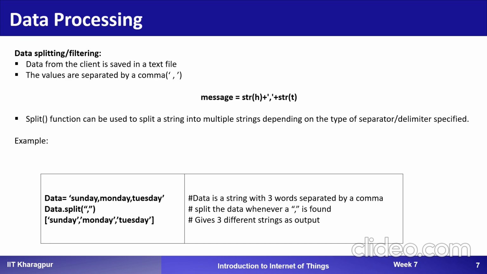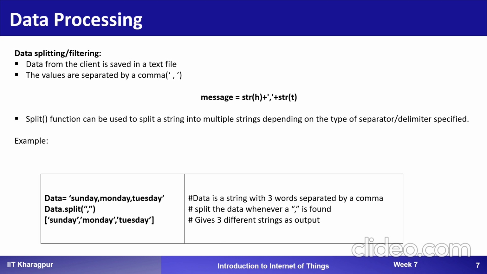Now for data splitting and filtering. For example, consider that your data is Sunday, Monday, Tuesday, separated by commas only, and you have stored this in your doc file or somewhere. In order to make this data useful information, you have to split it, because the first value should be Sunday, the second value Monday, and the third value Tuesday. So for that you can use data splitting.